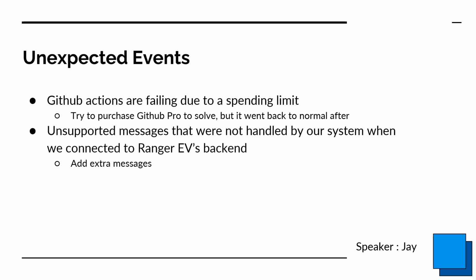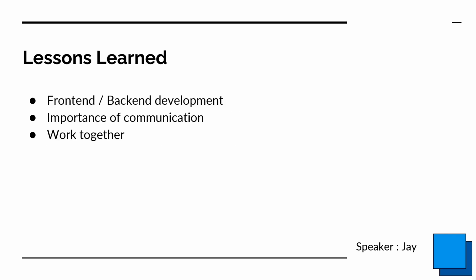And we had some unexpected events. Our GitHub actions are failing due to spending limits. So we tried to purchase GitHub Pro to solve it, but it went back to normal after like an hour. And we found out we have some unsupported messages that were not handled by our system when we connected to Ranger EV's backend for the first time. So we had to add some extra messages to handle. Lesson learned.